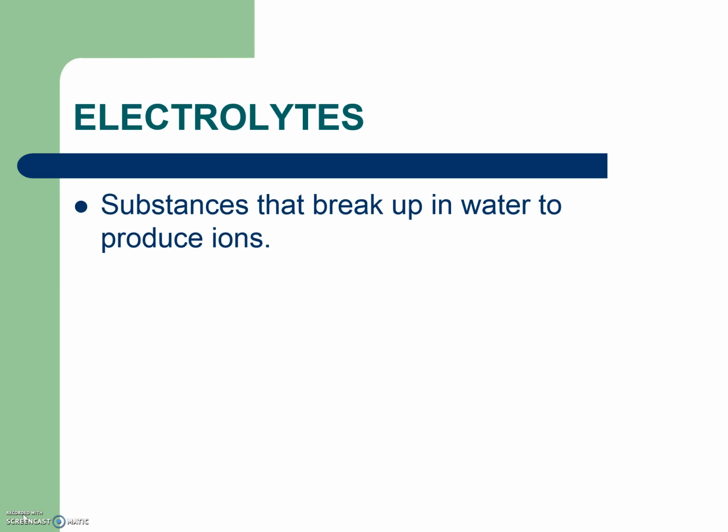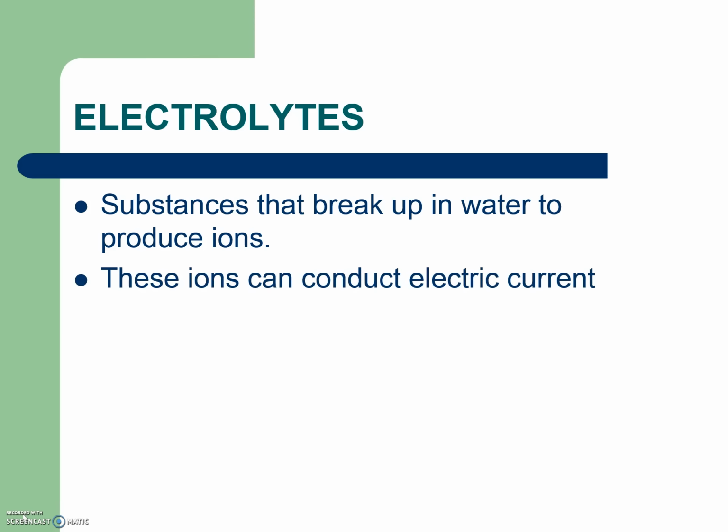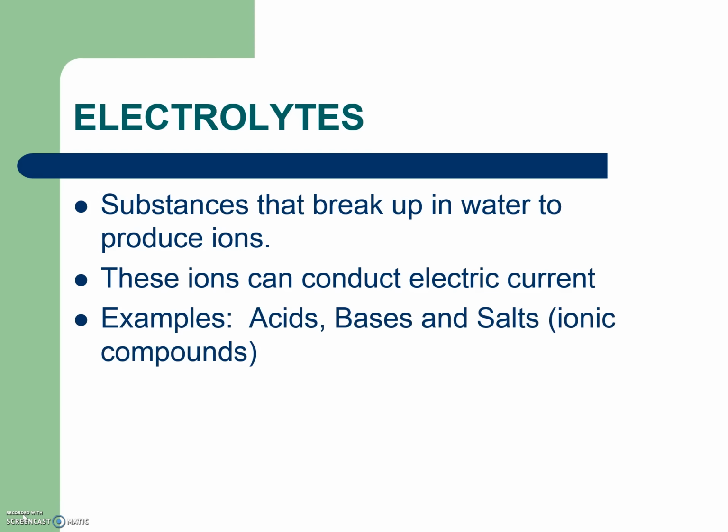Electrolytes are substances that break up in water to produce ions. That means they dissociate, just like we learned when we did reactions. We could see how different ions dissociated in our net ionic equation. These ions can conduct an electric current. So examples of things that can conduct an electric current are acids, bases, salts, your ionic compounds, things that are made from opposite sides of the periodic table. Opposite sides of the periodic table tell us that they are ionic and therefore will dissociate.